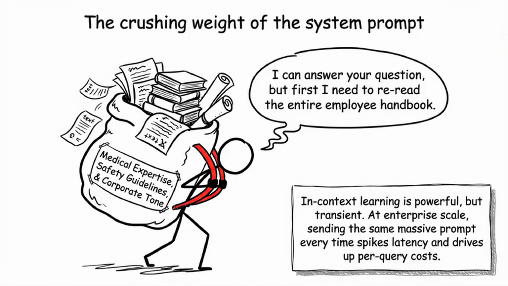What's interesting here is the business pain hiding underneath. In-context learning is powerful, but it is transient. At enterprise scale, resending the same massive prompt over and over spikes latency and quietly inflates per query cost. So the goal is simple: keep the behavior, ditch the repeated prompt overhead. Next, we will visualize the reset problem in one image.